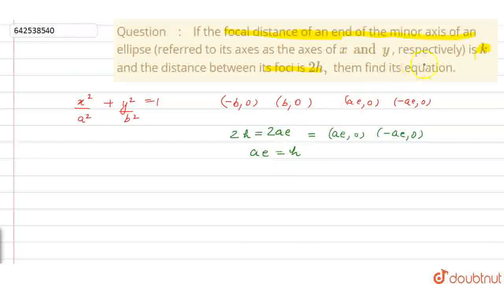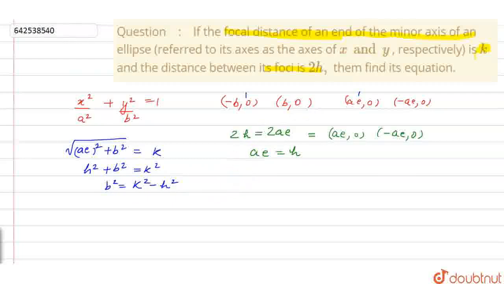Now the question says that the end of the minor axis is at distance k from the focus. So we can say that the distance between the focus and the end of the minor axis is equal to k. So we can write under root of ae square plus b square is equal to k. And if we put the value of ae as h in this equation, we obtain h square plus b square is equal to k square. So b square becomes equal to k square minus h square.